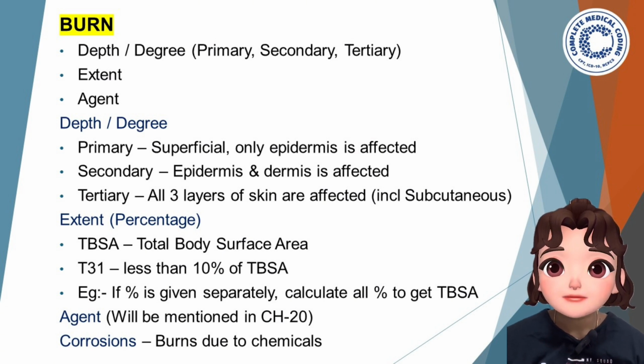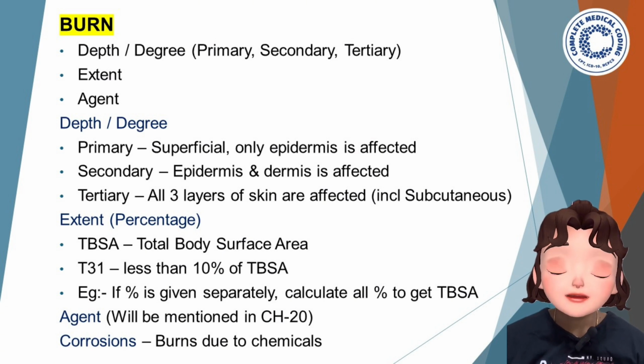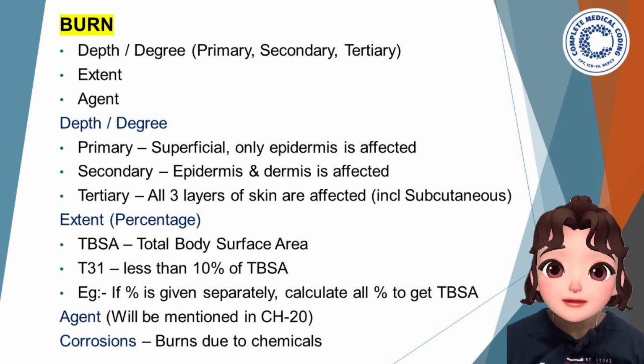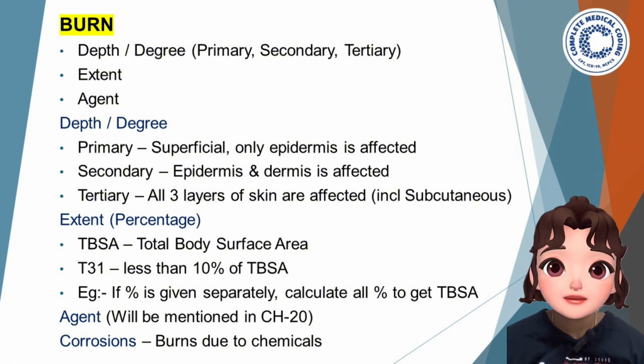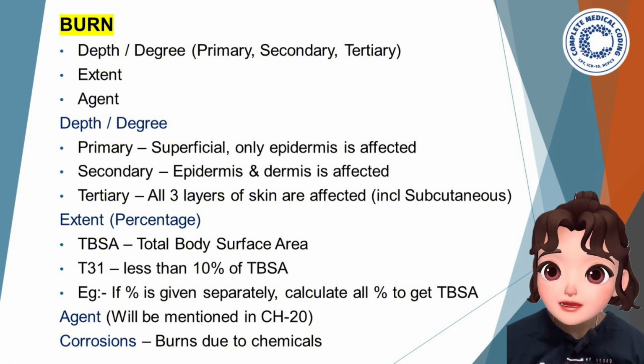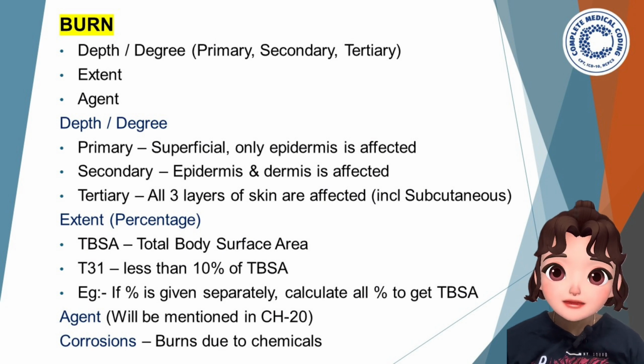Okay. Now, extent. Extent means how much percentage of the body is affected by the burn. TBSA represents total body surface area. You will get this short form TBSA in questions regarding burns. T31 is a code that represents less than 10% of TBSA. If the burn is less than 10% of total body surface area, then we will use the T31 code.